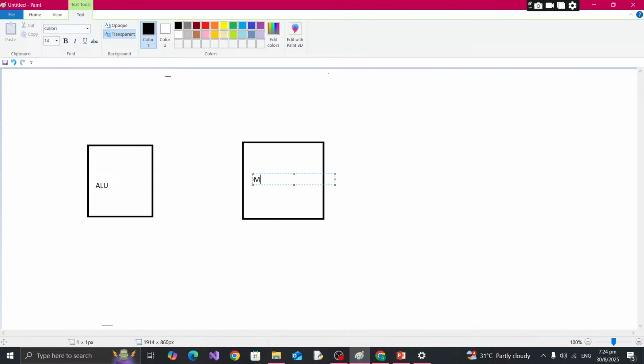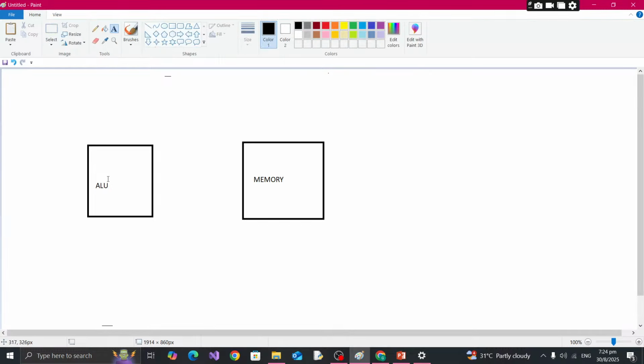So we have two hardwares. One is ALU and memory. This ALU wants to send some data to the memory. Let it be 5. This ALU will send this data to the memory.